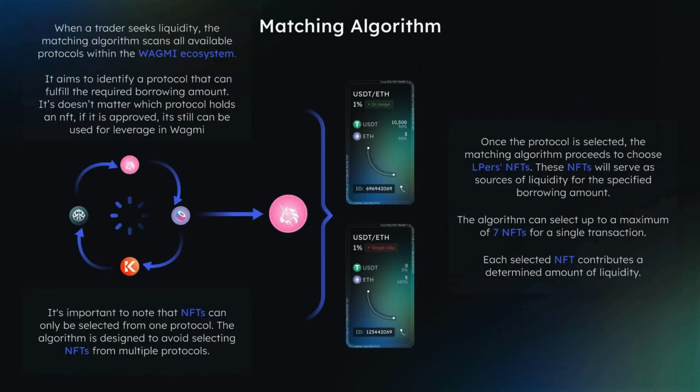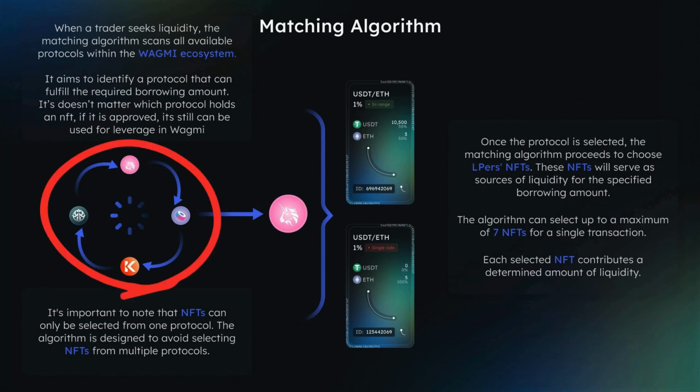Now let's see how the matching algorithm optimizes liquidity selection within the Wagmi ecosystem. When a trader seeks liquidity to borrow, the matching algorithm scans all available protocols within the Wagmi ecosystem, aiming to identify a protocol that can fulfill the required borrowing amount.